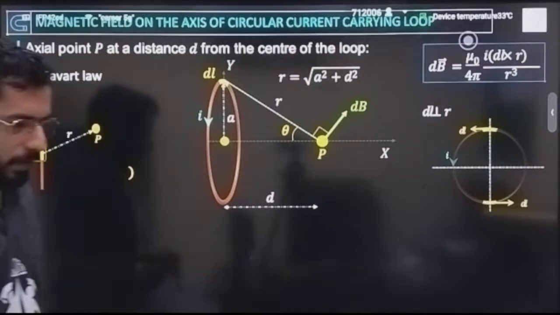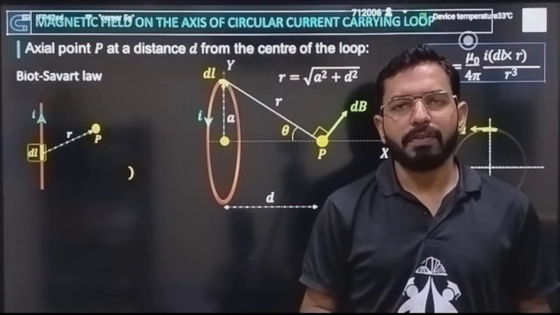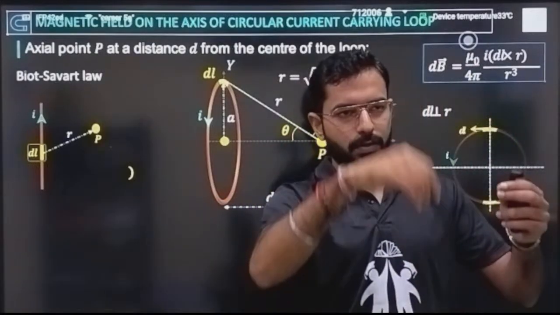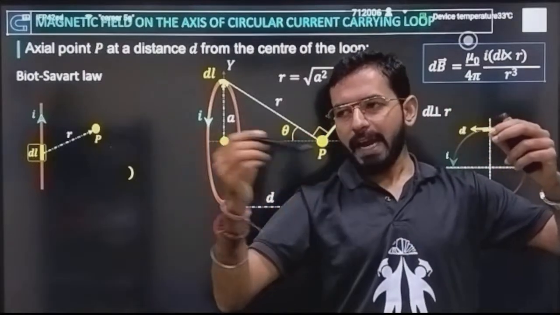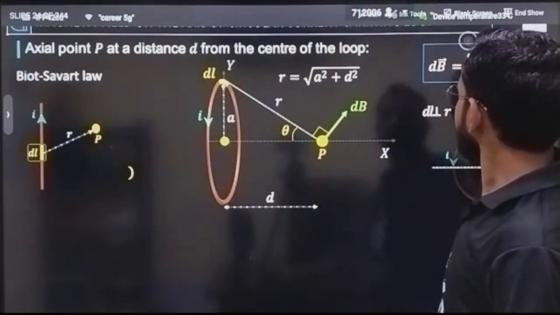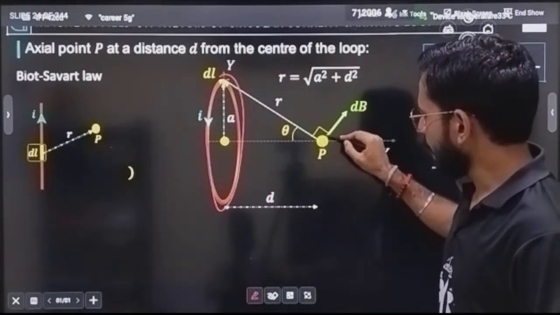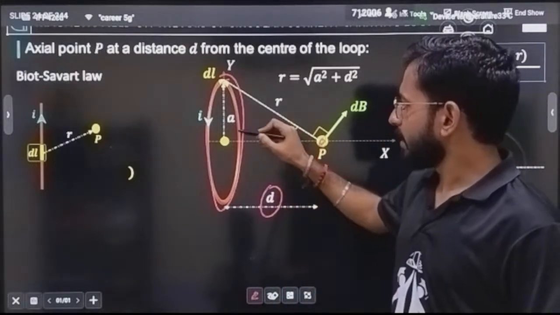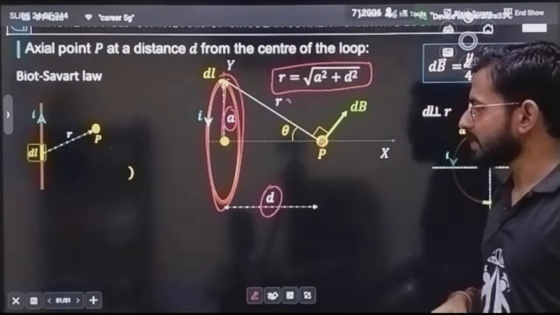Now, the next interesting thing that we are going to calculate: we have calculated for a circular loop at its center. But what if I ask you, let's suppose this is a circular wire. Imagine in 3D, it is a circular wire rounding like this, current is going like this, and I am asking you at some point on the axis, at distance d, what is the magnetic field due to this circular wire? The radius given here is a, and this distance is simply root under r square plus d square.